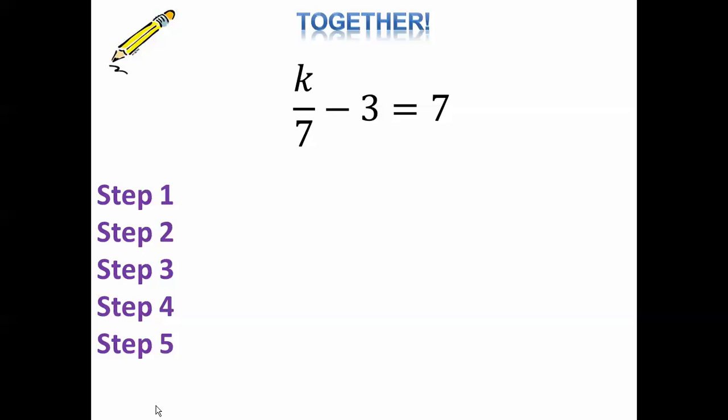Let's look at another one. K over 7 minus 3 equals 7. Step 1 is to get rid of fractions. We get rid of fractions by multiplying each term by the denominator.